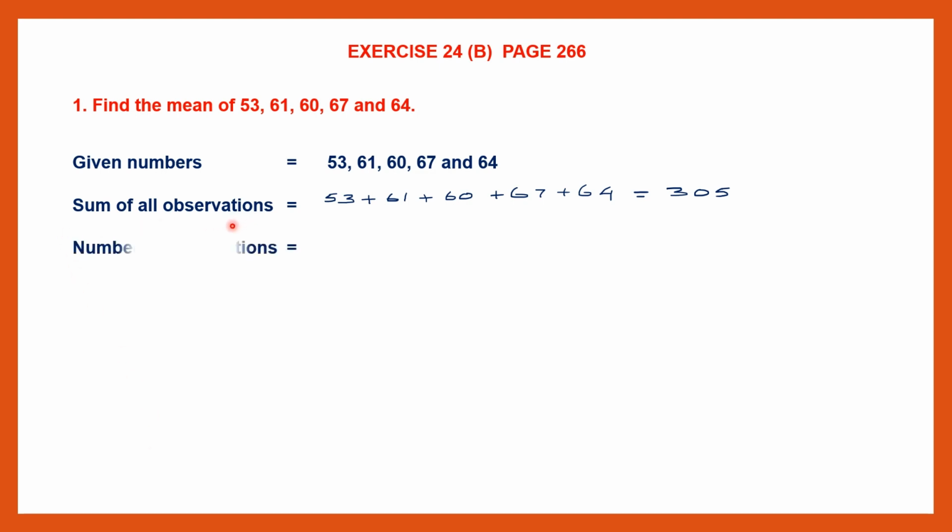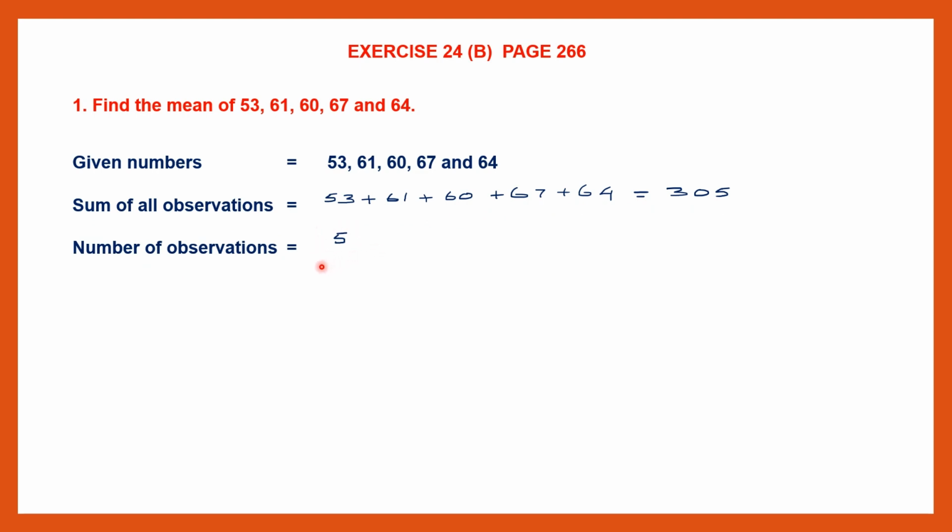The next thing you need to do is write the number of observations. Now, how many observations are there? 1, 2, 3, 4, 5. So there are 5 observations of 5 numbers. So that is the second thing you need to do. So what's the first thing? You have to find the sum of all the observations, add it up and get a number. Then you find out how many observations are there.